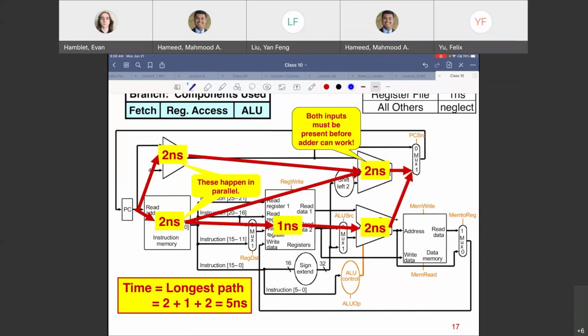Program counter tells us what instruction, right? So you read the program counter. You read the instruction memory at the program counter. When you're trying to read this, that is going to add 2 nanoseconds to your time for reading. At the same 2 nanoseconds, you are also computing PC plus 4, which was there for all instructions. Both of them are happening in parallel.